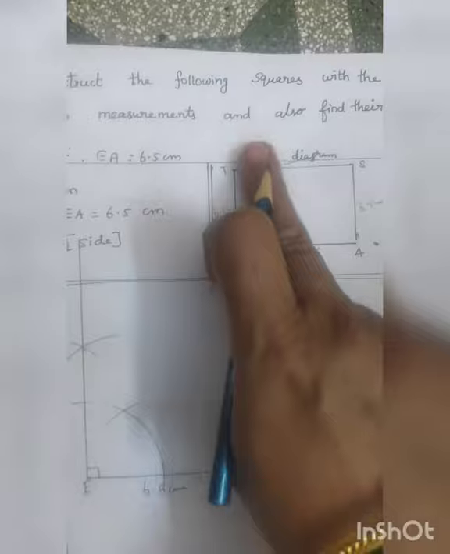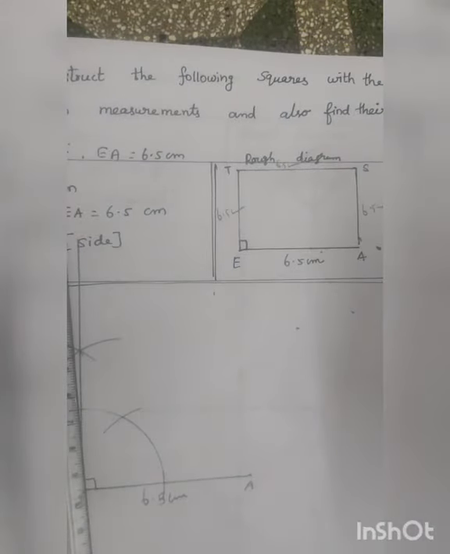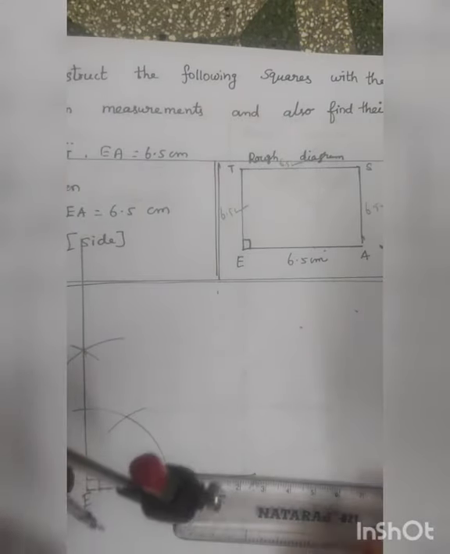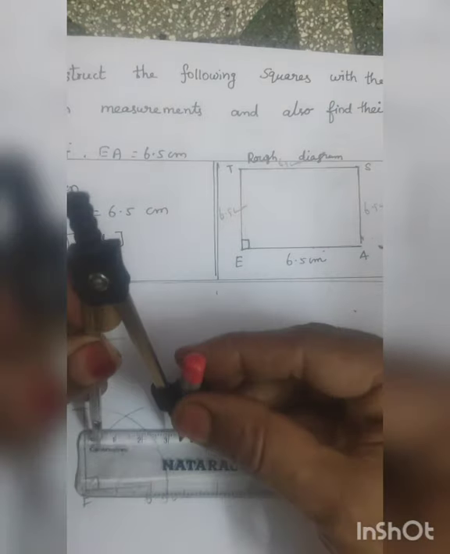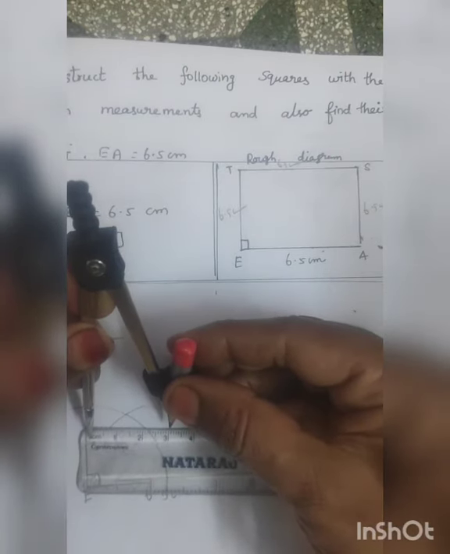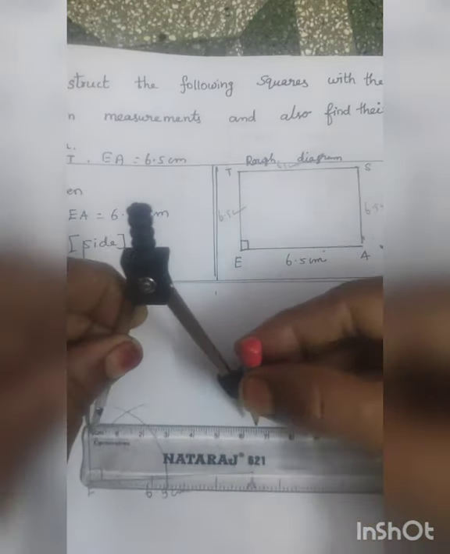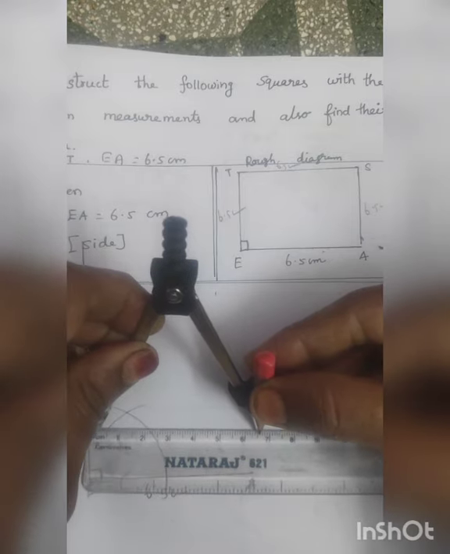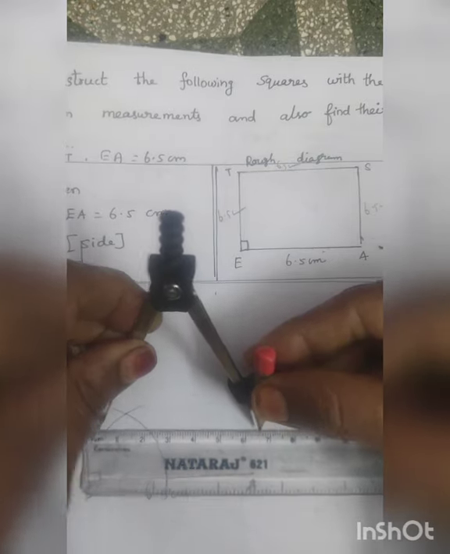What centimeter do we want to measure now? 6.5 centimeter. Measure only one time in the scale. Enough. See, there 6.5 centimeter, between 6 and 7 on the line. 6.5 centimeter.